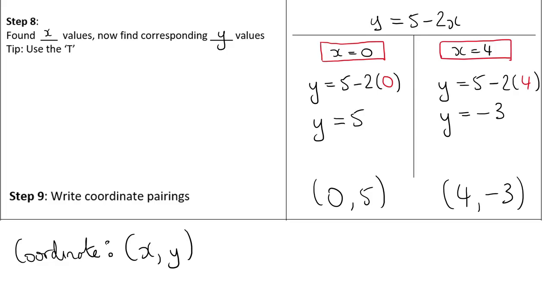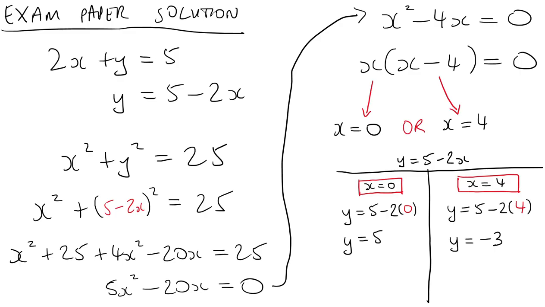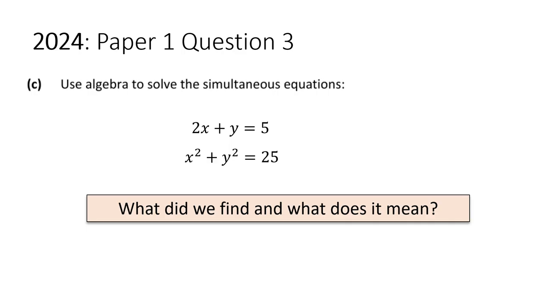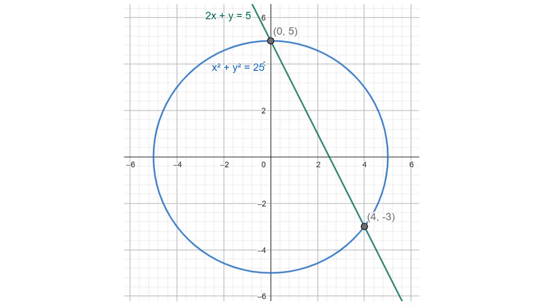But me being me, I like showing why this works. Just remember, on your exam paper, that's what you'd have there. So I want to show you why this works. What do we find and what does it mean? 0, 5 and 4, minus 3.